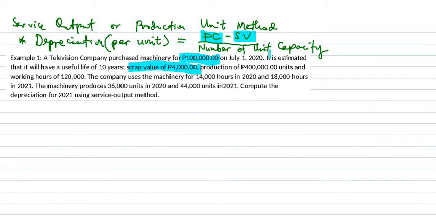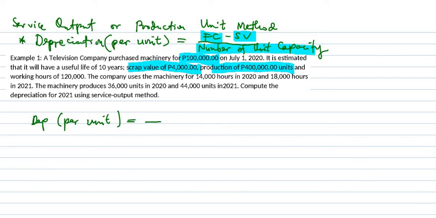Now how about the number of unit capacity? If we continue reading this problem, production of 400,000 units. So if we want to find the number of units capacity, we have here 400,000. So we already have our data available. That's our depreciation per unit. So our basis here is per unit. The depreciation is based on per unit.